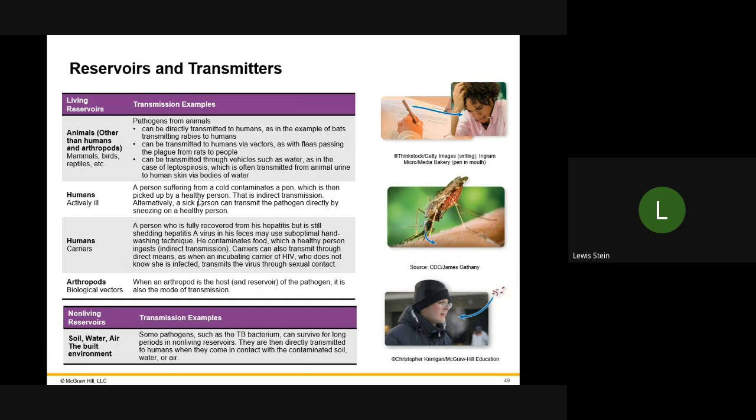from rodent droppings. It'll come to me. Hantavirus.